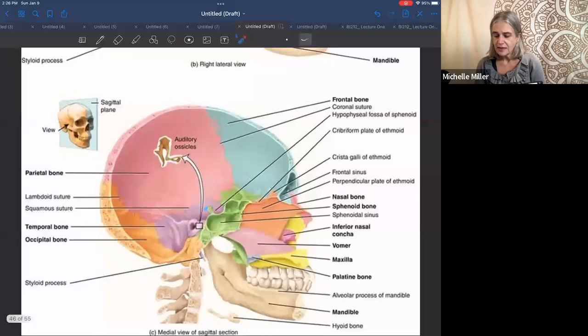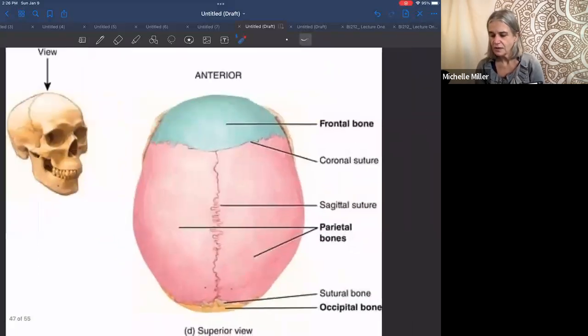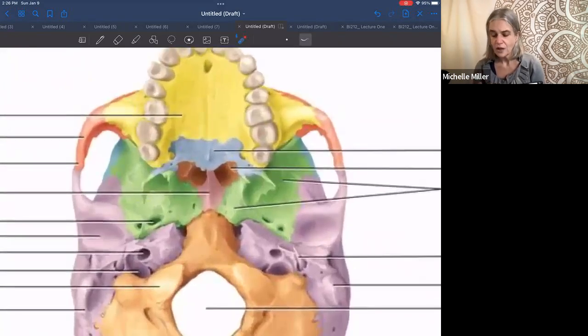When we look at the palatine bone right here, it's better observed from a different perspective right here. So this is just removing the lower jaw. So we see here that this is the palatine bone.